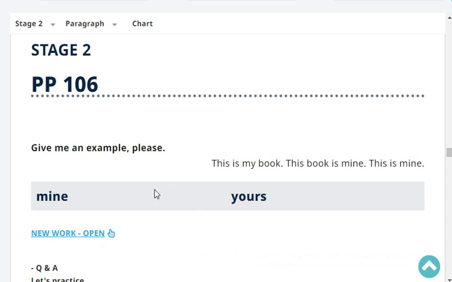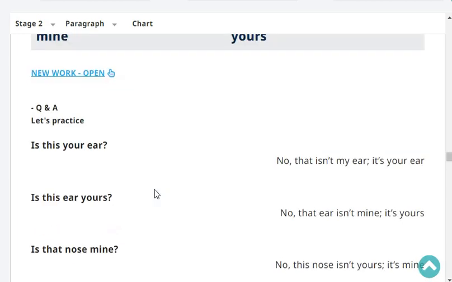Give me an example, please. This is my book. This book is mine. Very good. Is this your ear? No, that isn't my ear. It's your ear. Very good.